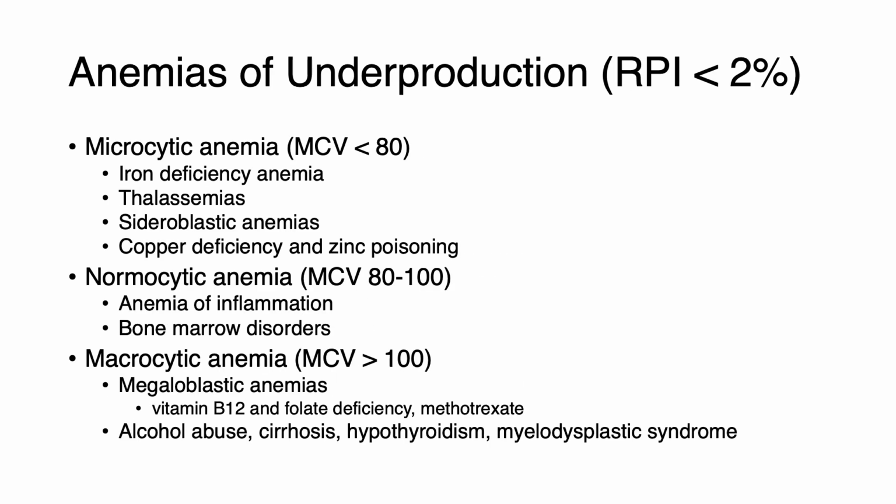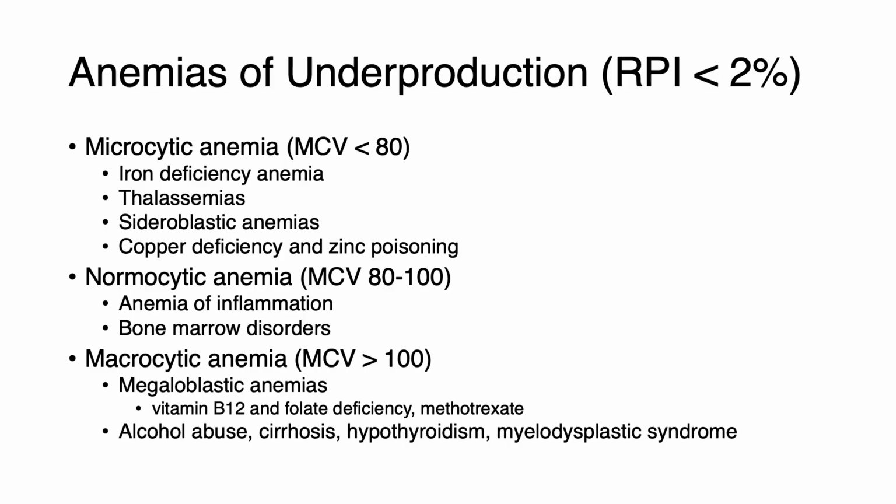All right, so if you look at your reticulocyte production index and it's less than 2%, then you know you have an underproduction problem. The bone marrow just can't make red cells for whatever reason. And usually it's because of a nutrient deficiency, but there are other causes. And this is where it's helpful to break them down by their MCV.